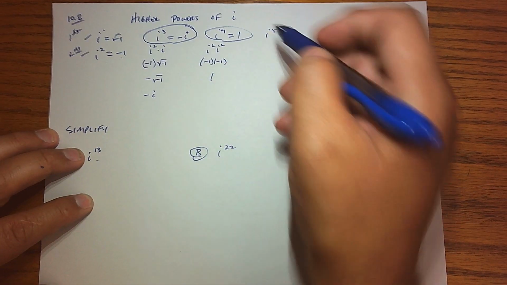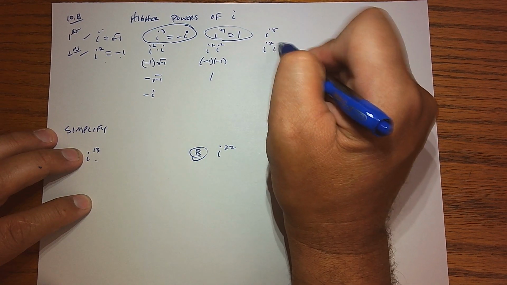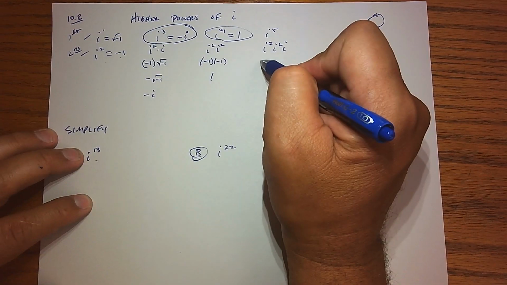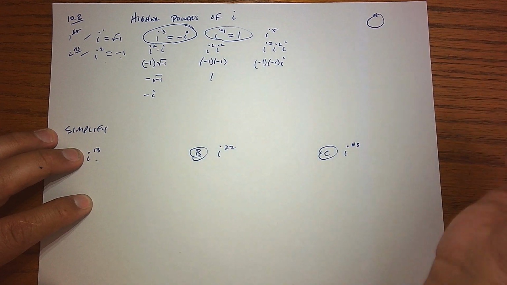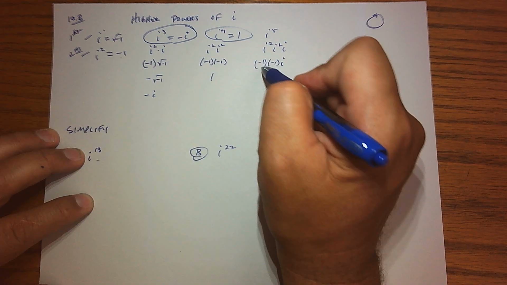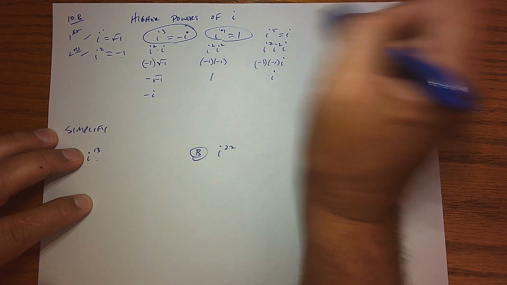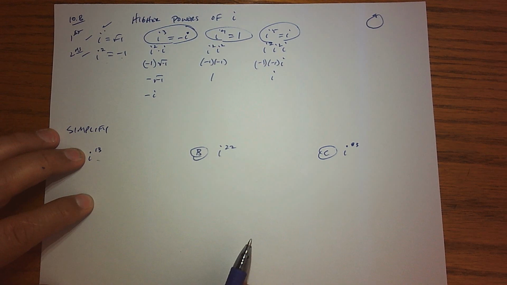What's that higher power equal to? If we break down i to the fifth, this is i squared times i squared times i. We know this is negative 1, this is also negative 1, and I'll just keep that as i. A negative times a negative is a positive, so we're left with i. So it turns out that i to the fifth takes us right back to where we started.